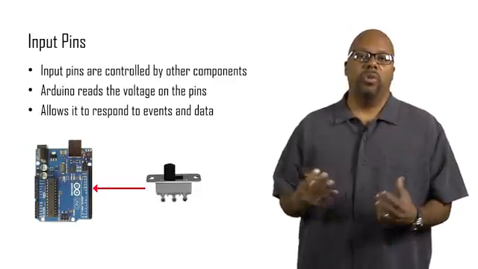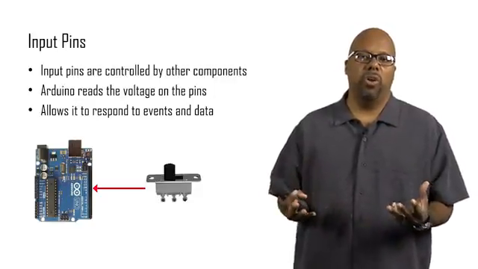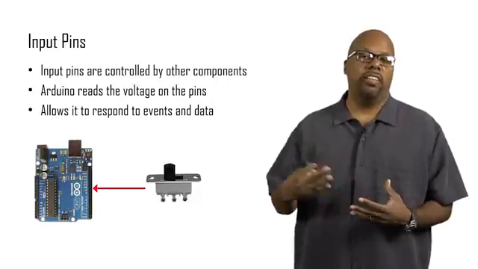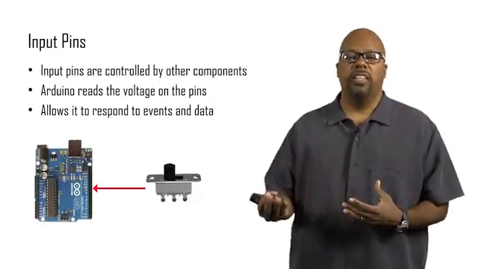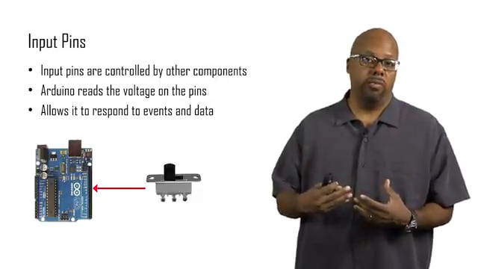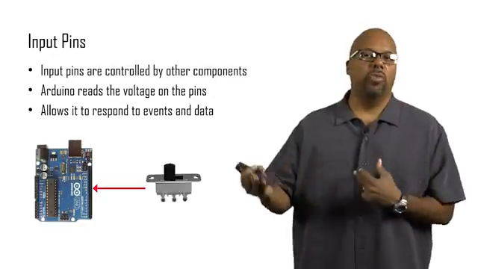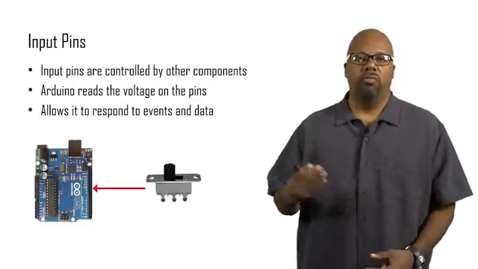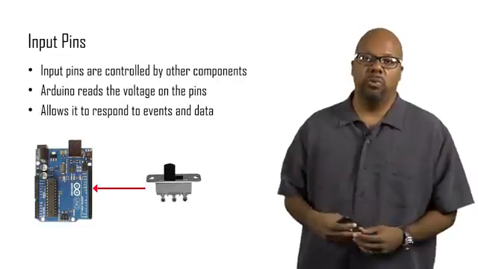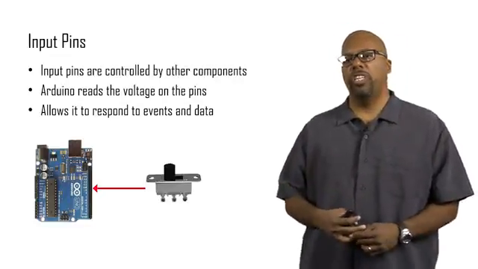So in this way, the Arduino can receive input from the outside world. This is how you connect sensors up to the Arduino. You take the sensor, you wire it to some of these input pins. The Arduino can then read the voltage and interpret whatever the data is that the sensor is producing. So in this case, we've got a picture of a switch.